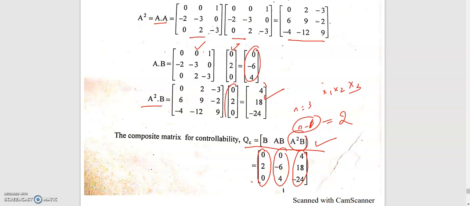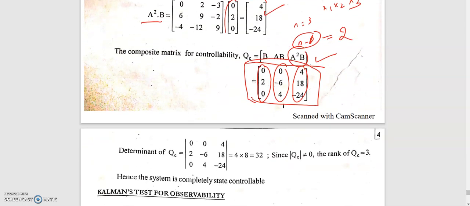Writing this, you will get a 3 by 3 matrix QC. Now to check the controllability, you need to find the determinant of this matrix. You know how to find the determinant, or you can use a calculator. So what you get is 32. It is not equal to 0. If it is not equal to 0, it means your system is controllable. This is how you check the Kalman test for controllability.